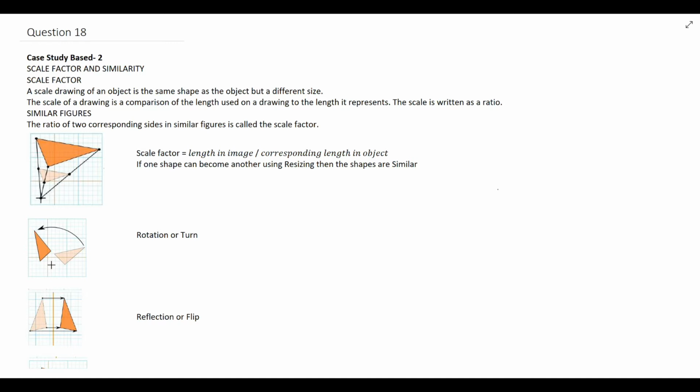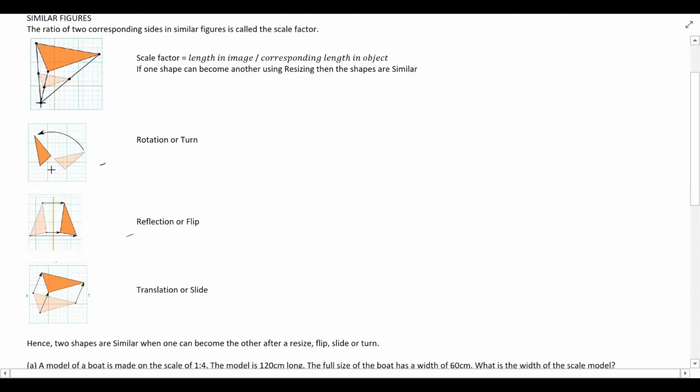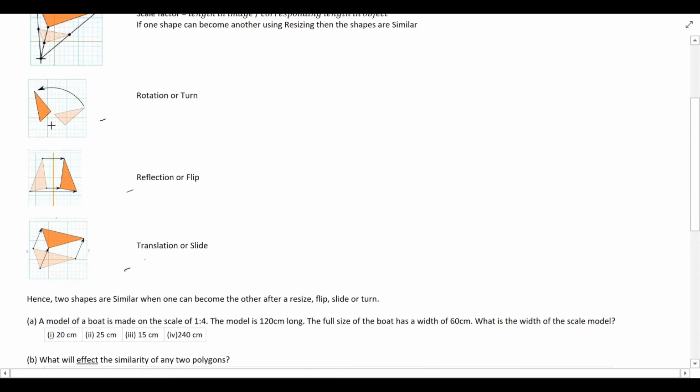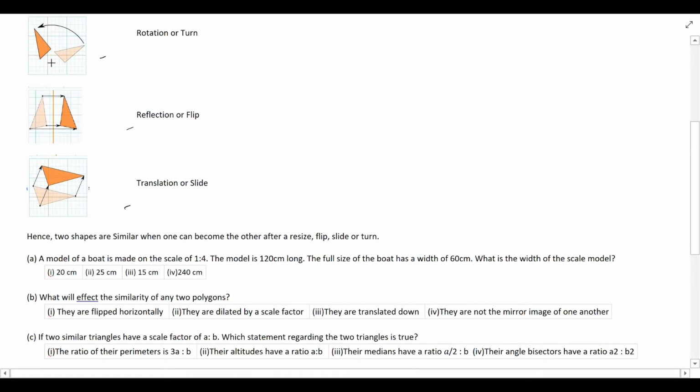If one shape can become another using resizing, then the shapes are similar. So this is rotation or turn, this is reflection or flip, this is translation or slide. Hence, two shapes are similar when one can become the other after a resize, flip, slide or turn, either of these. Okay, so what are the questions?